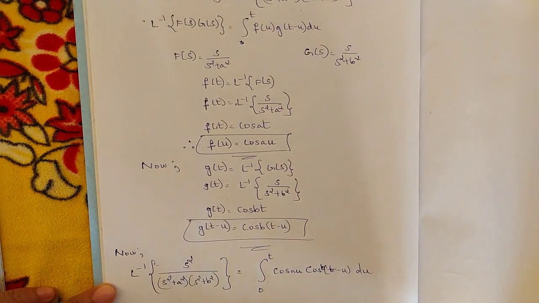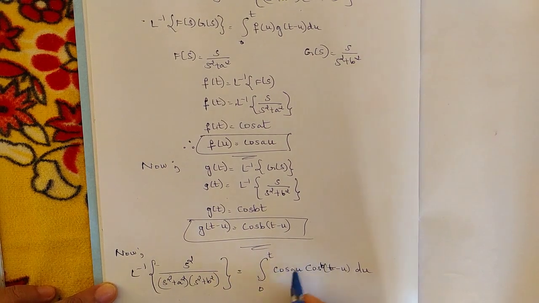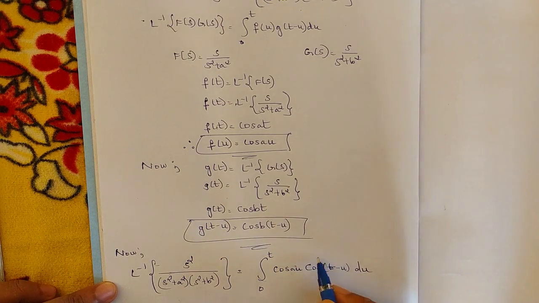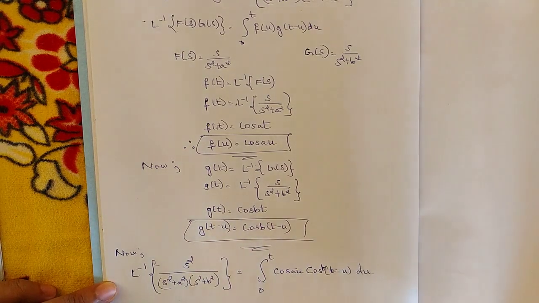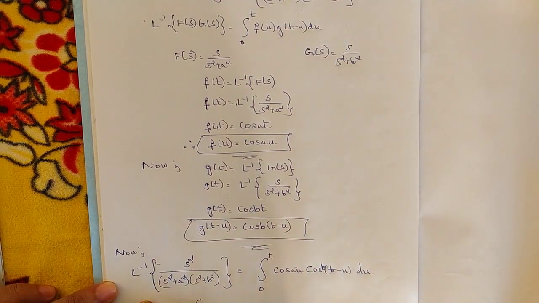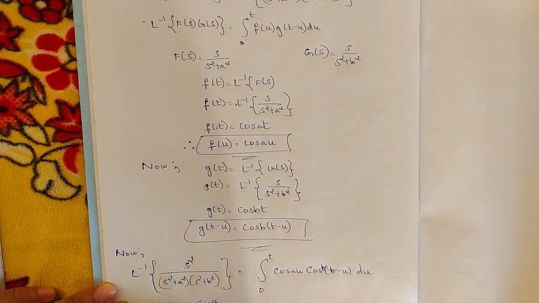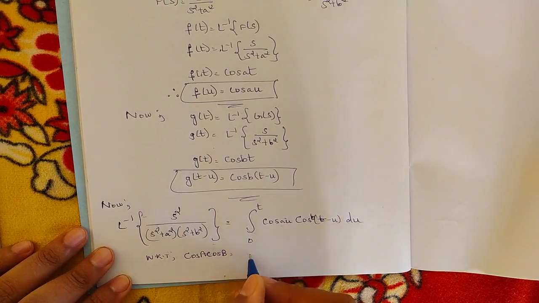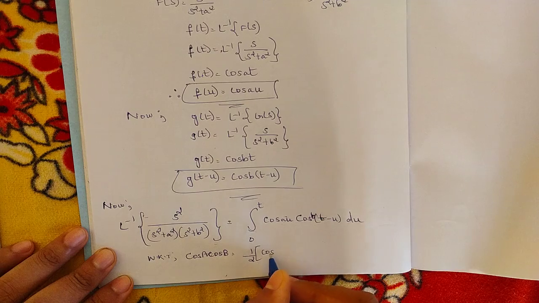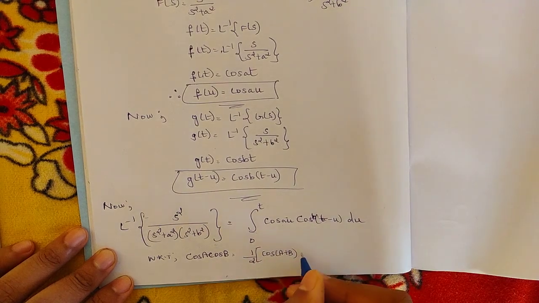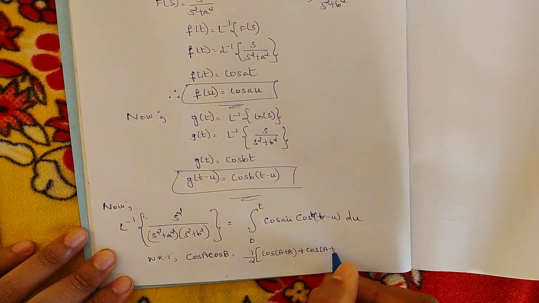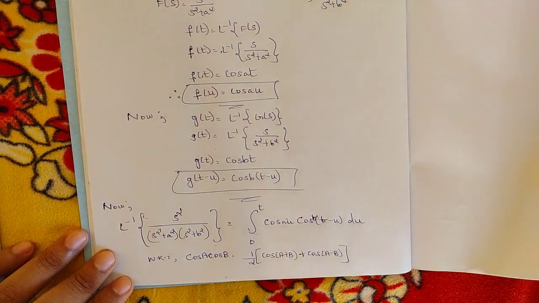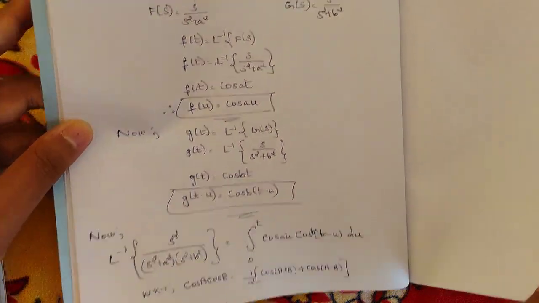Before that, if you observe carefully, this is of the form cos a cos b, where we have the value of a as au and b as b into (t minus u). So we are going to apply that identity now. We know that cos a cos b is given by 1 by 2 of cos(a plus b) plus cos(a minus b). So that only we are going to apply here before doing the integration part.